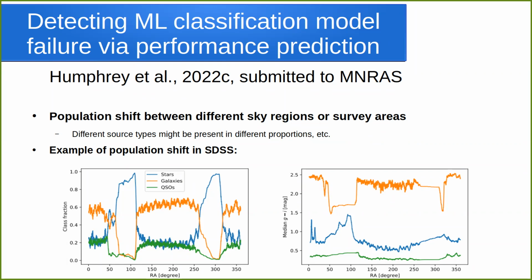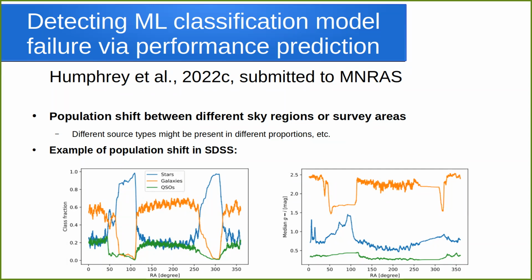And also, if there are shifts, then you will have unexpected changes in model performance. So I set out to investigate this by doing something very simple. I just basically downloaded photometry for SDSS sources, stars, galaxies, and quasars. They all have spectra. We know what they are. And then to induce this population shift, I sorted them by RA.